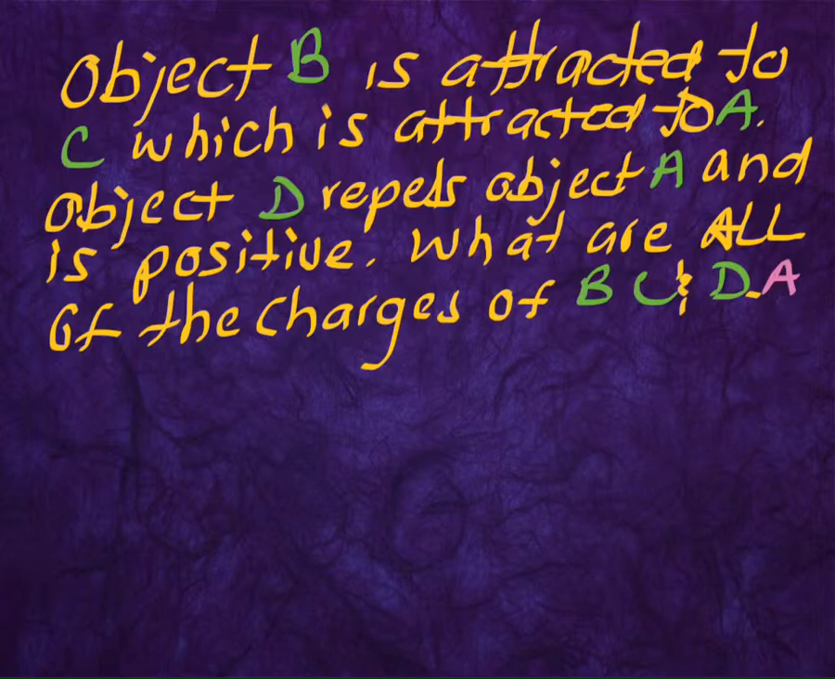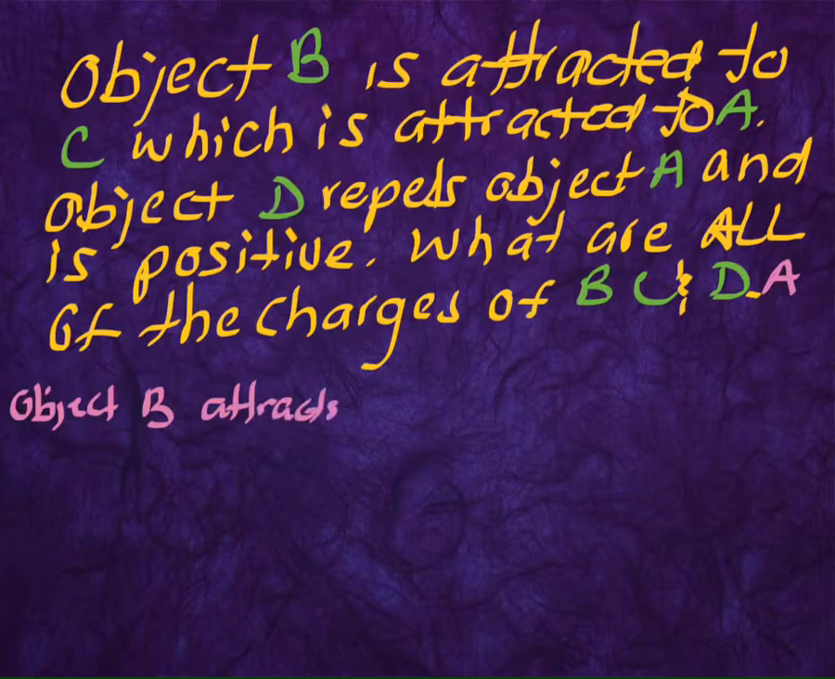What would you do when you have a big juicy paragraph like this and it just seems like a blob of words? The best thing to do is try to separate it out. So it says object B is attracted to, so I'm just going to say B attracts C. And C attracts A.